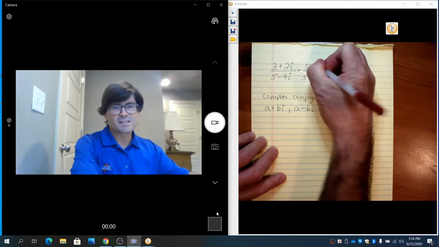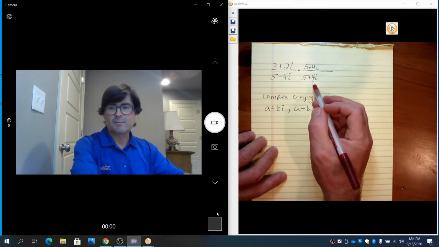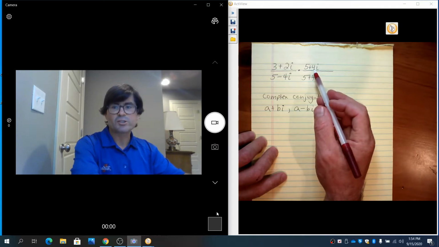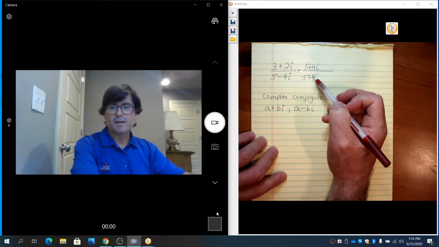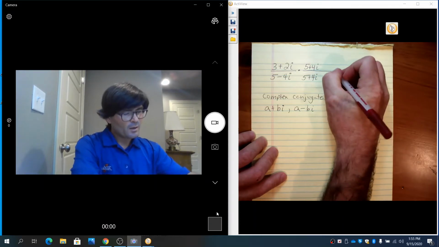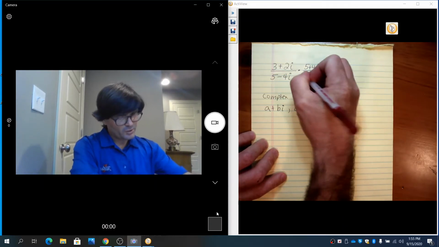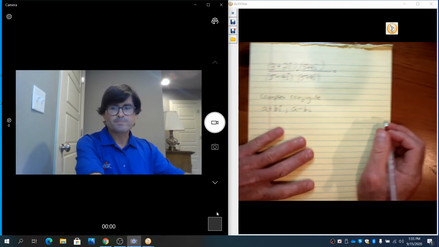You also have to do the same thing for the top. Anytime you multiply a fraction by something on the bottom, you have to do it on top. That's what I call a well-chosen one. 5 plus 4i over itself is 1, but it's just set up in a version of 1 that is useful for us. So now we're going to multiply the tops and the bottoms using FOIL.